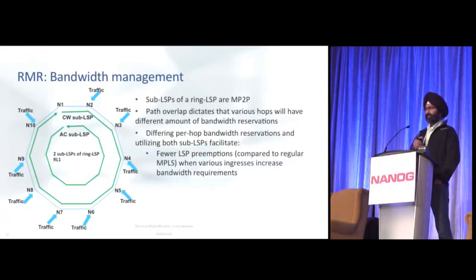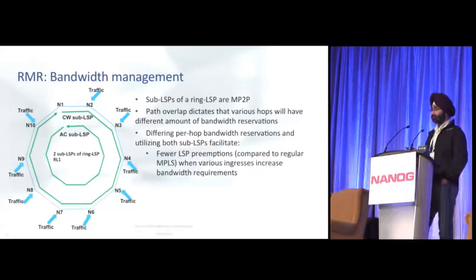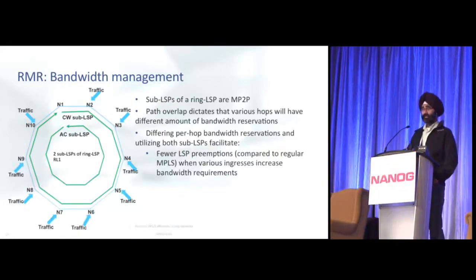The key thing about how bandwidth is managed in RMR is that since you may potentially send traffic on both the sub-LSPs, you're able to utilize your ring better. And by being able to use both the sub-LSPs, there's potential for reducing preemptions.